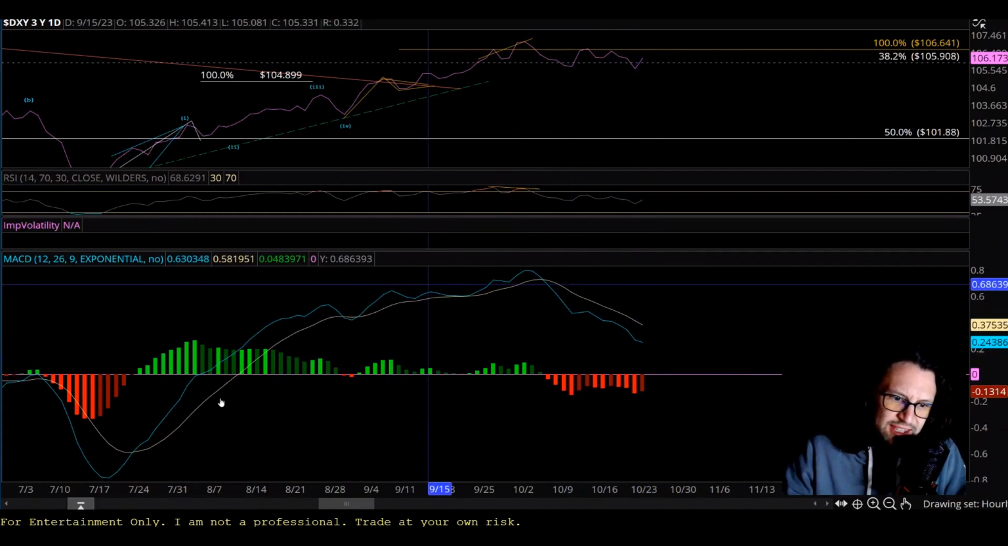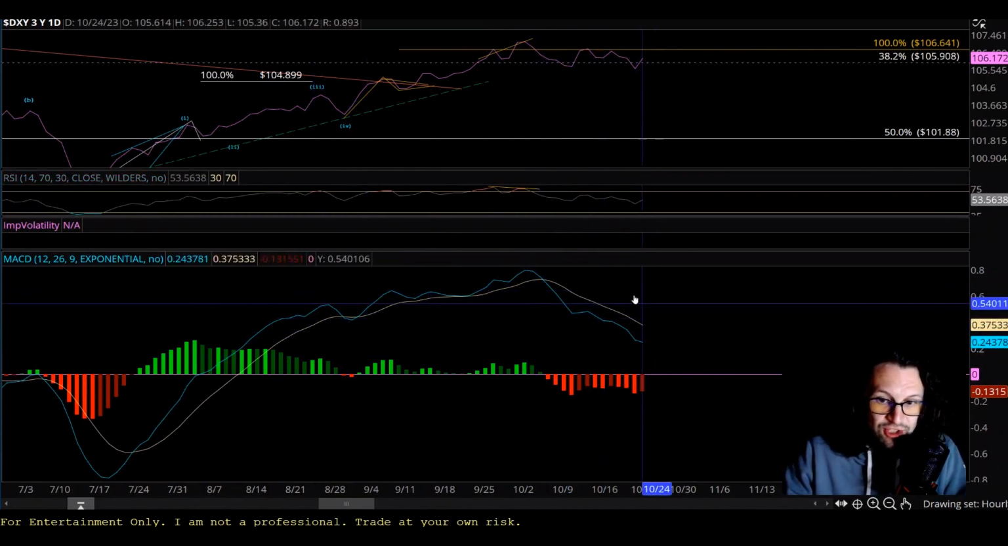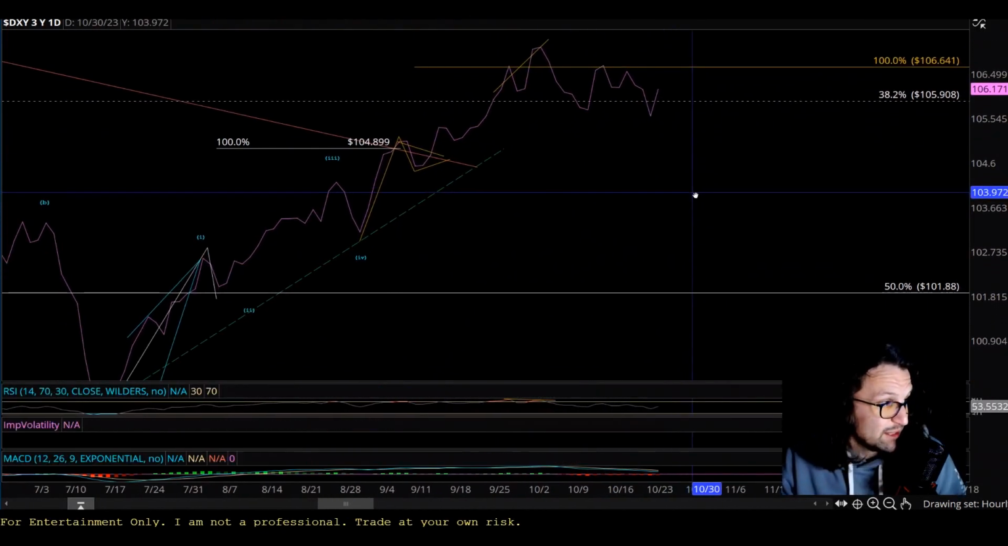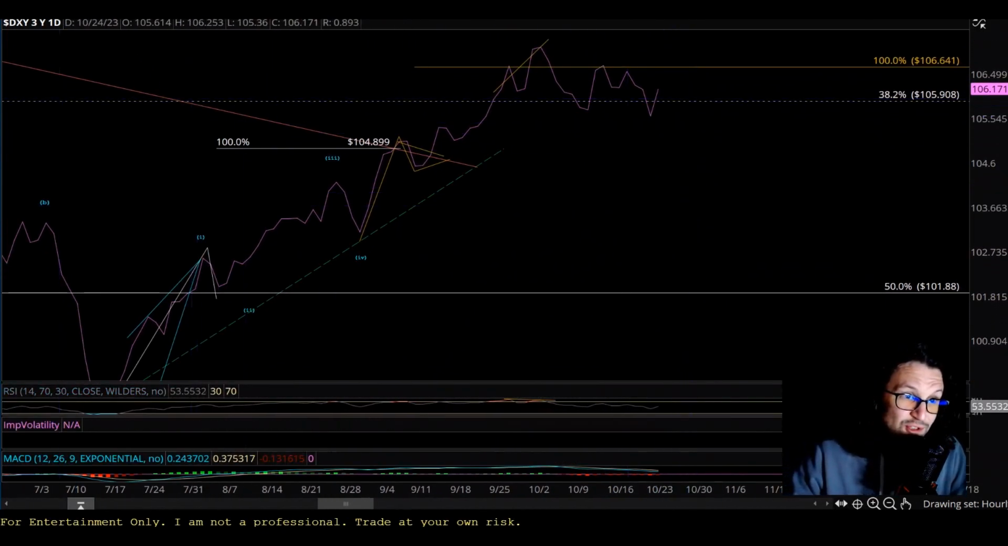You can see the MACD here swung wildly to the positive, and now we're just starting to correct. And so these could be some big moves we see the dollar making, but it's going to be drastic. In the very least, I think that's a fair thing to say. It's going to be drastic.